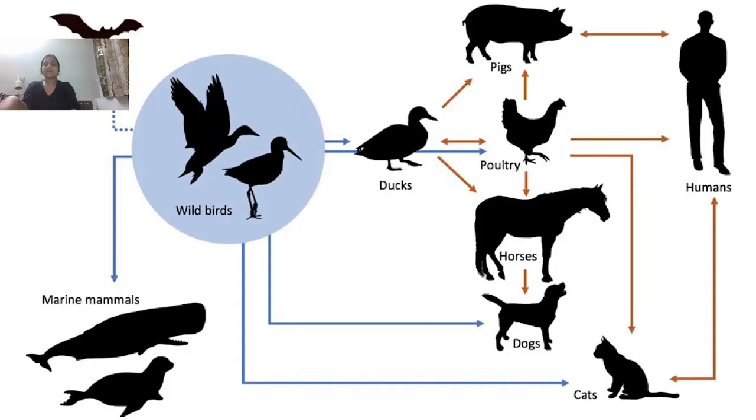So here I have already shown how influenza gets transmitted not only through humans or avian, but also through pigs, horses, dogs, cats. All these animals can actually get infected with the influenza virus, and it can get transmitted to humans.